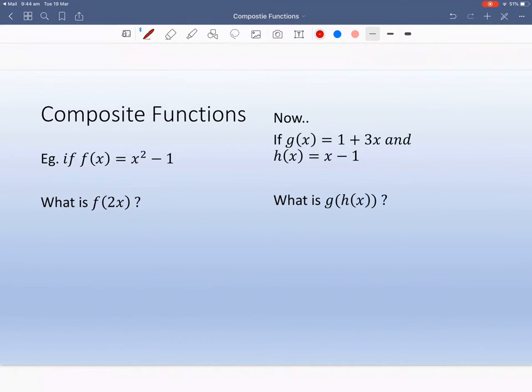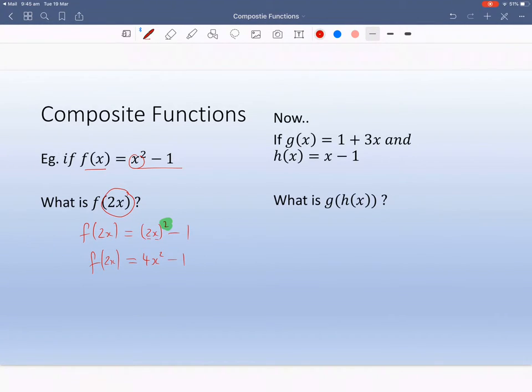Okay, so composite functions. The first example will be something that we know. If I've got f of x equals x squared minus 1, what's f of 2x? Well, all I have to do is substitute this in for x. So I'm going to do that right here. F of 2x is equal to (2x) squared minus 1. Because there's a squared, I have to square both the terms, the 2 and the x. So it's going to be 4x squared minus 1. And that's all that it is.